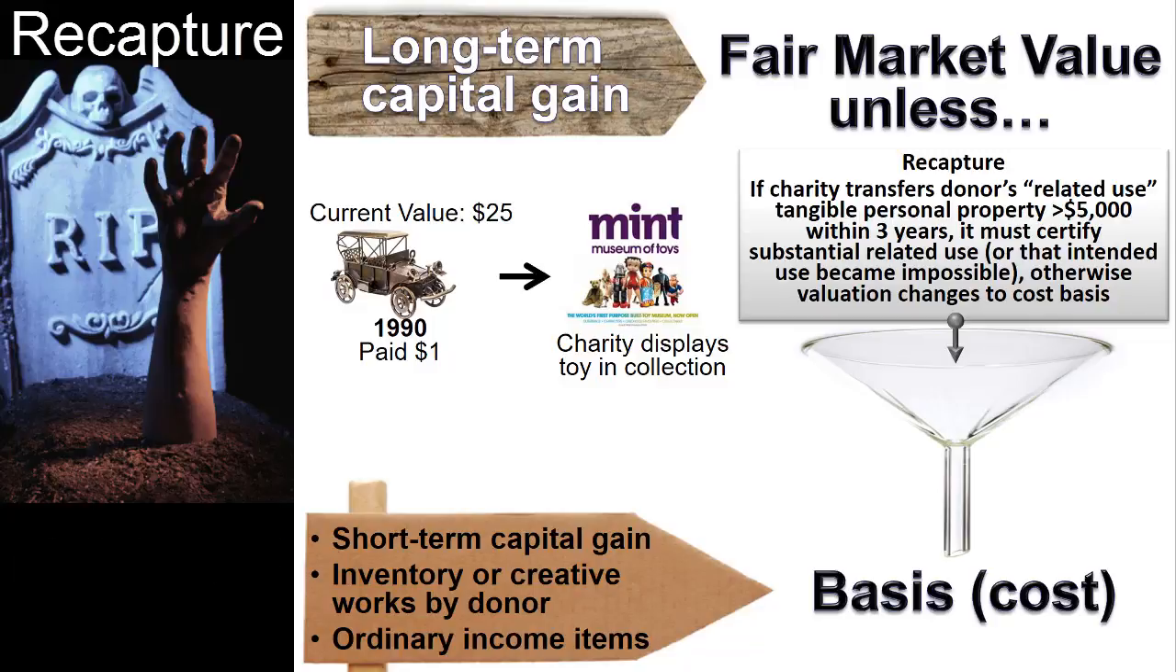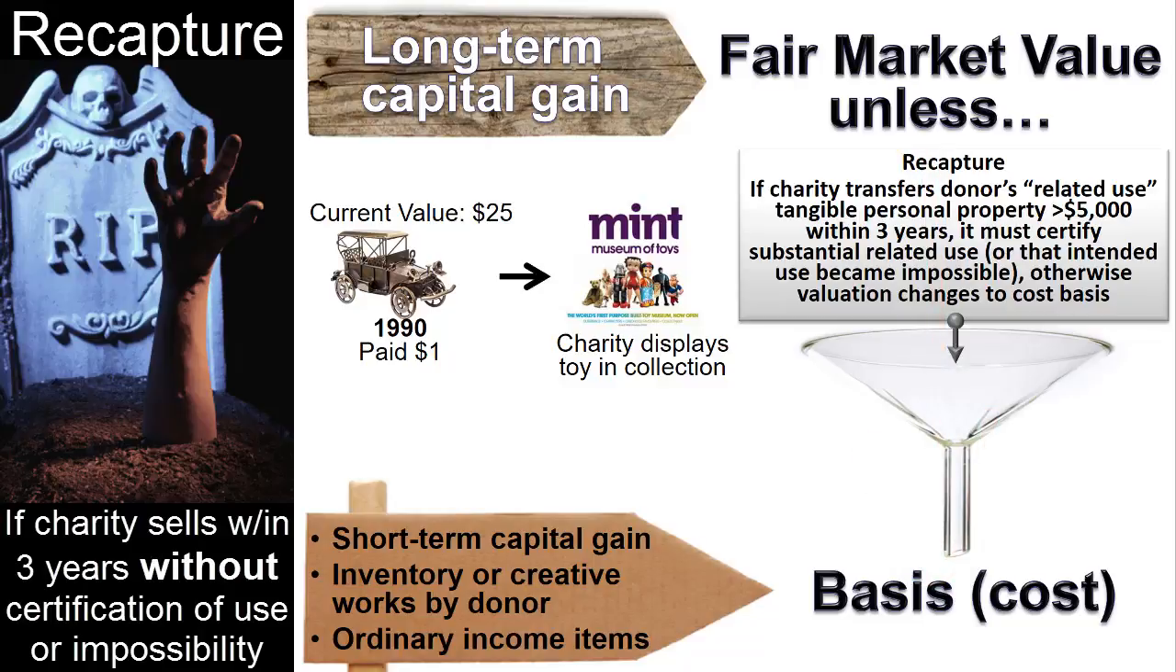But for these larger gifts, a transfer or sale of the property by the charity within 3 years will lead to the reduced valuation for the charitable deduction. This occurs unless the charity certifies that it made substantial related use of the property prior to sale, or that the intended use became impossible. For example, if the donor's toy car were worth $25,000 instead of $25, and the charity sold the toy 3 months later, then the original deduction would be subject to recapture.